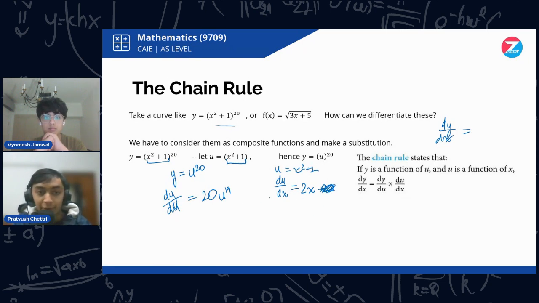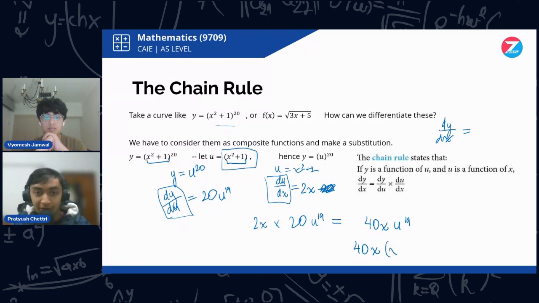Okay, so how do we get the answer? Well, we multiply dy/du times du/dx. So 2x times 20u to the power 19 gives us 40x u to the power 19. And don't leave u in there, because we made up u. So we have to replace it by its original. That means u was x squared plus 1, so we're going to put that back: (x squared plus 1) to the power 19. Okay, that's how we differentiate a more complicated function.